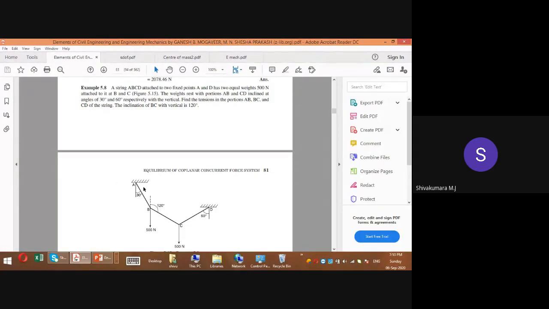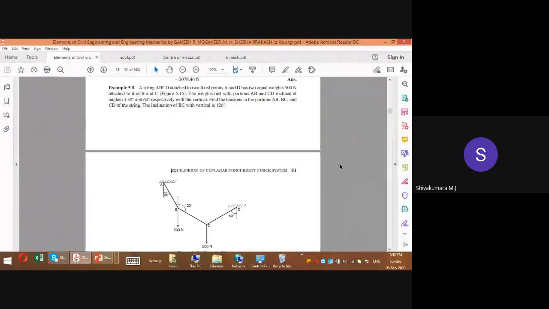A string ABCD is attached to two fixed points A and D. Is the screen visible, or is it too small? Visible. A string ABCD attached to two fixed points A and D has equal weights of 500 Newton at B and 500 Newton at C. The weights rest with portions AB and CD inclined at angles of 30° and 60° with respect to vertical. Find the tension force in AB, BC and CD, and also the inclination of BC with respect to vertical.